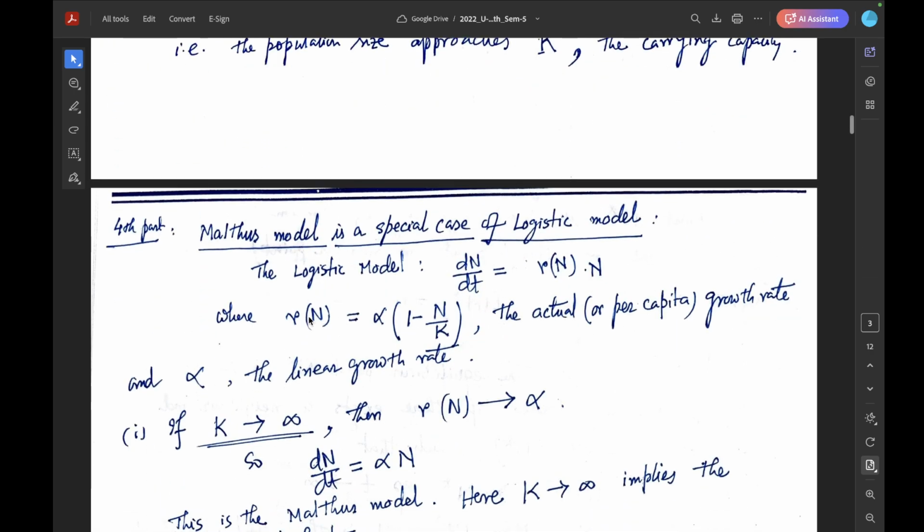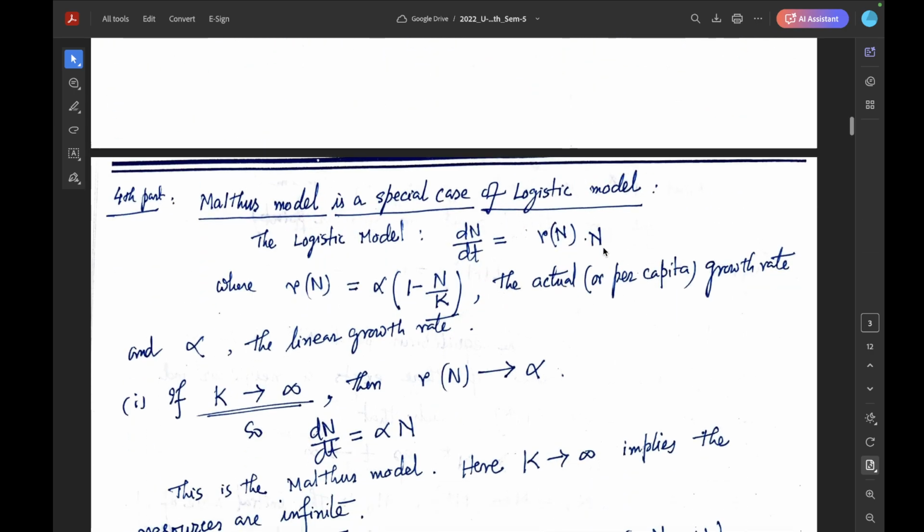And fourth part, Malthus model is a special case of the logistic model. The logistic model is given by dn/dt equal to R(n) into n. This R(n) equals alpha times (1 minus n by k). And the actual R(n) is R(n) equal to 1 by n dn/dt. So 1 by n dn/dt is called the per capita growth rate or actual growth rate. And alpha is the linear growth rate.